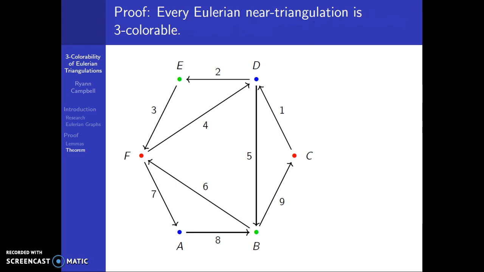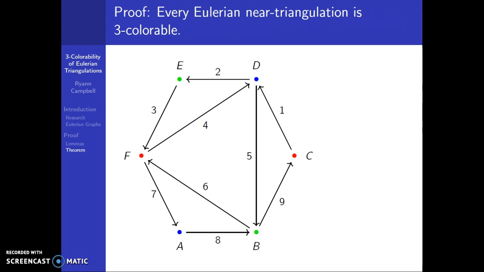We have completed the Eulerian circuit and explicitly assigned distinct colors to each vertex. So we have shown that this Eulerian near triangulation is a 3-colorable graph. What I find most interesting about this proof is that it is a fast algorithm to create a coloring.